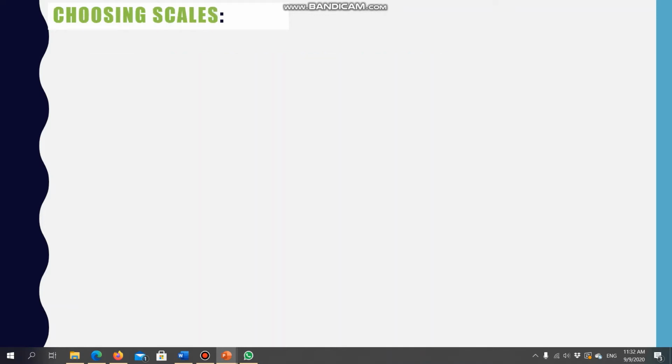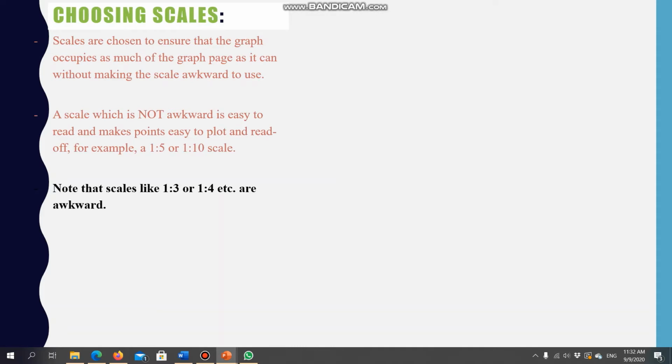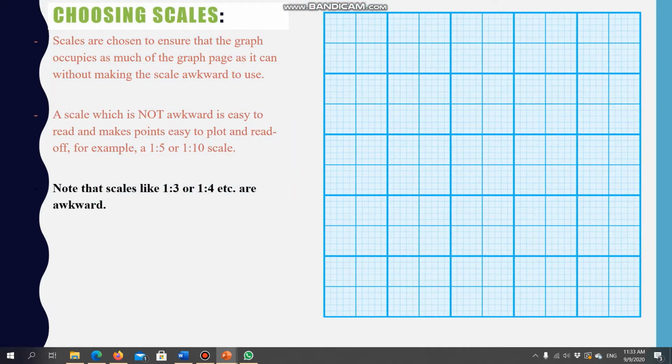Now let's look at how to choose your scales. When choosing a scale, you must ensure that it allows you to draw a graph that occupies the majority of the graph paper, such as that shown in the outline in red. The scale that you choose must also not be awkward. What do we mean by awkward? An awkward scale is like 1 to 3 or 1 to 4. This is so because your graph paper has each centimeter divided into 5 parts.